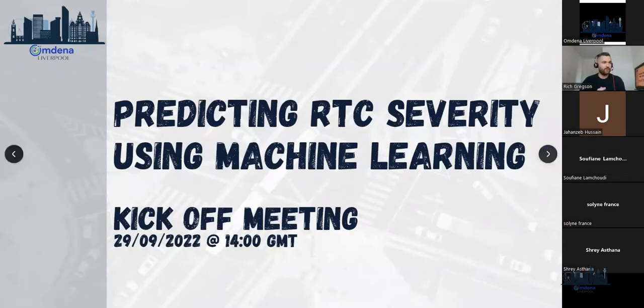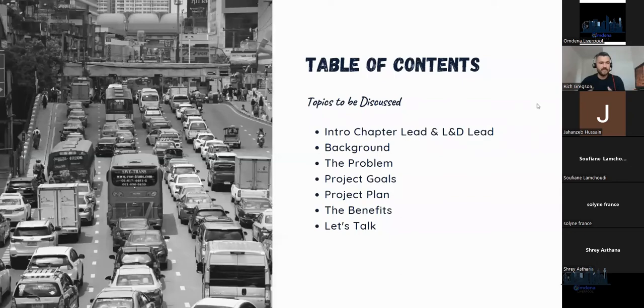So today, we're going to go over an introduction about me, our learning and development lead, and also our project manager. We're going to take a little look at the background of why I chose this project, and why I chose it to be the very first project for the Liverpool chapter. The problem we're going to solve and how we are going to solve it, the project goals, the outline of the project plan, the benefits of being on board with Omdena and being involved with a project, and then we're going to open the floor and talk about the finer details of how it's going to be managed, and how you can get involved and contribute to the project.